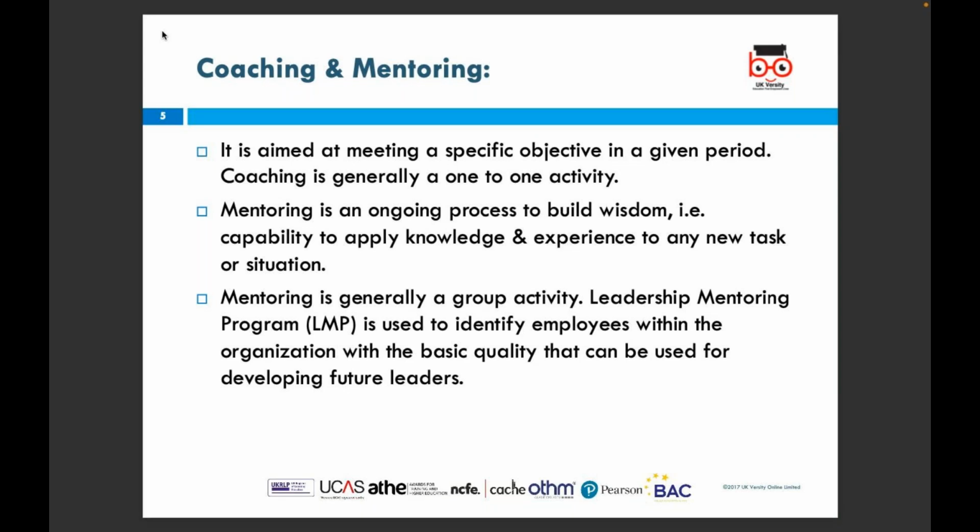Coaching is about accomplishing a certain goal within a specified amount of time. In most cases, coaching takes place on a one-to-one basis. Mentoring is a continuing practice that helps develop wisdom, which may be defined as the capacity to adapt one's knowledge and experience to any new activity or circumstances. So basically, coaching and mentoring are an HR department duty.